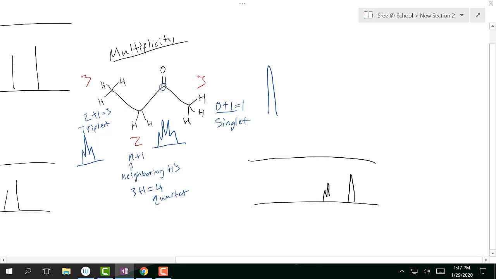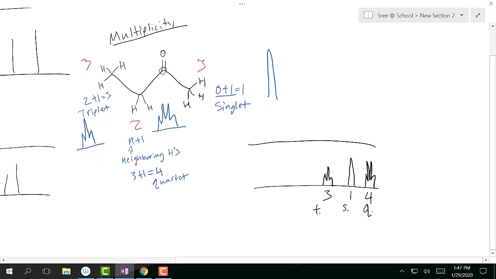Okay. So this is called multiplicity. There's 3 peaks here, 1 peak here, and 4 peaks here. So get in the habit of saying triplet, singlet, and a quartet. So this is a triplet, singlet, and a quartet. Okay? So when they ask for what is the multiplicity of these hydrogens, your answer would be a quartet. And then for these, it's going to be a triplet. For this, it's going to be a singlet.